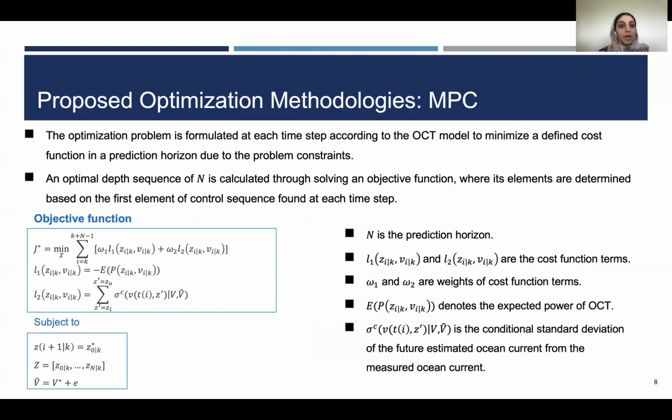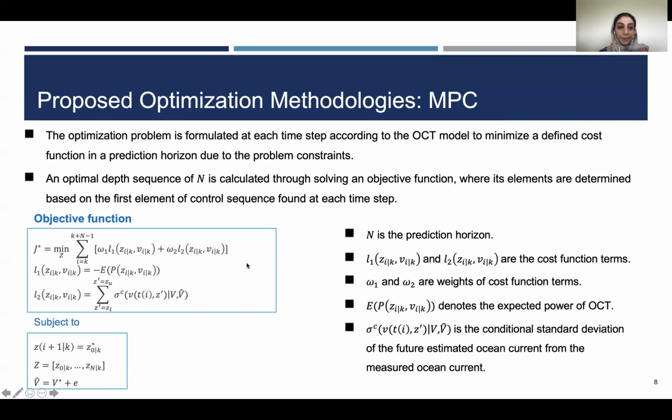Okay. So for the first approach, which is model predictive control, we at first formulate our problem at each time step to find the maximized harnessed power from the ocean current turbine, and we want to minimize the cost function in a prediction horizon to address our problem. So we should find a prediction horizon which is defined by an n sequence of optimal depths for our problem.